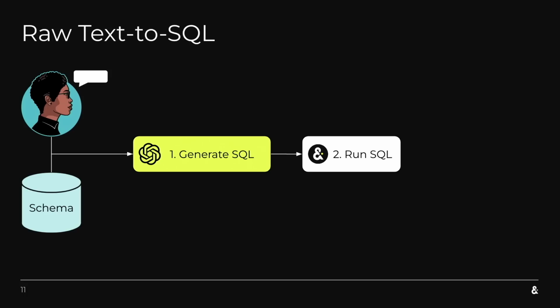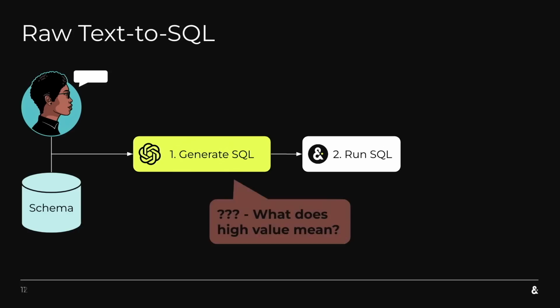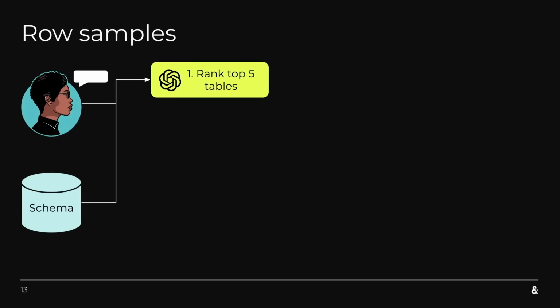So the first step we took was sort of a naive approach. We take the user's question and the database schema, and we pass it to a SQL generation step with GPT-4o, and then we pass that to Amperity's internal query engine to run that SQL. But for this specific user's question, how many high-value customers do I have? We're not going to get a great answer because GPT-4o doesn't have the context for what high-value means in the context of your business or your brand. So we knew we needed something more.